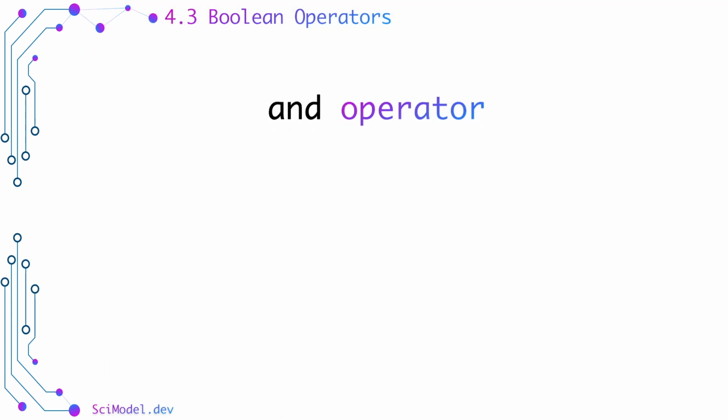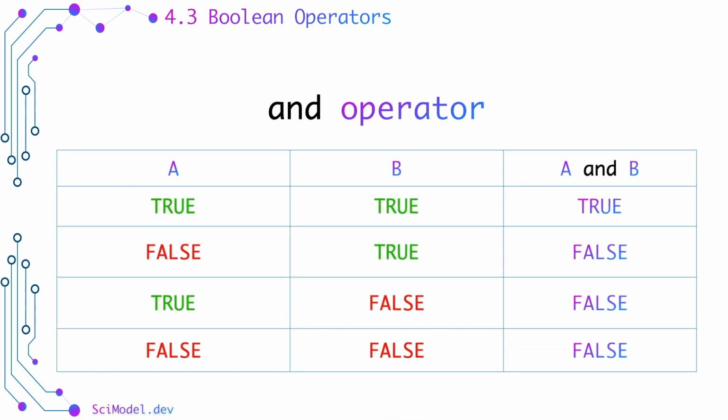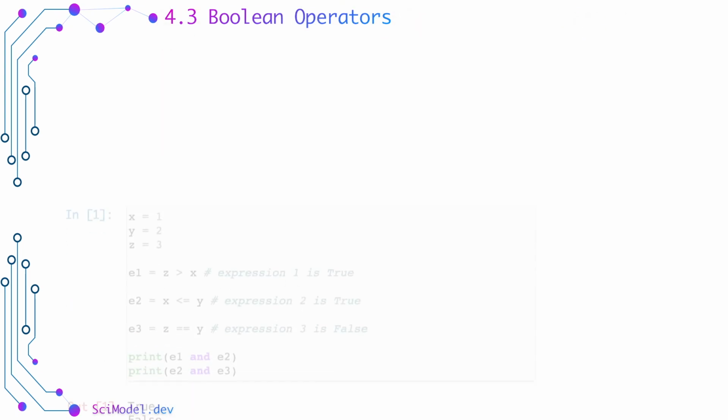Now on to the second operator. The and operator works quite differently than the not operator. The and operator takes two Boolean input arguments and returns a single Boolean output. The and operator always returns false if any of the input arguments is false, but if both input arguments are true, then the and operator outputs a true value. Let us check out this example.